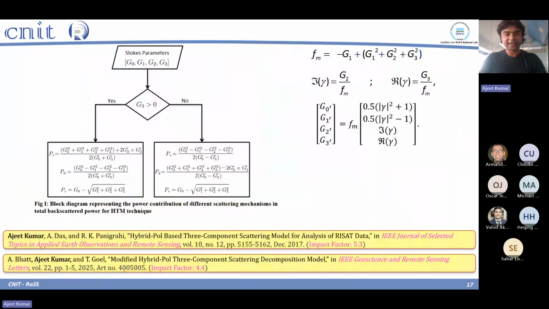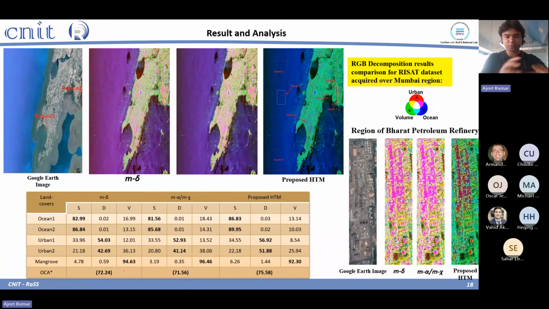So we tried to validate it on real hybrid polarimetry SAR data. This one is from the RISAT radar imaging satellite, and it was acquired over the Mumbai region, where we have all three types of scattering mechanisms dominant, like ocean, urban, and volume. It was very difficult to find the urban areas, because you can see I have shown this one. This one is actually the zoomed version of this part. This part is zoomed here.